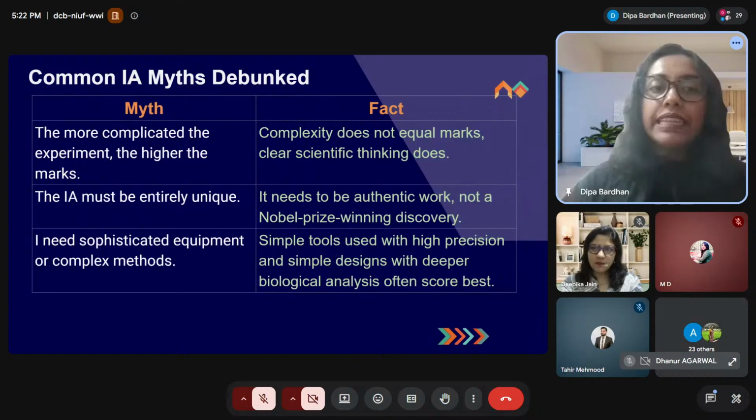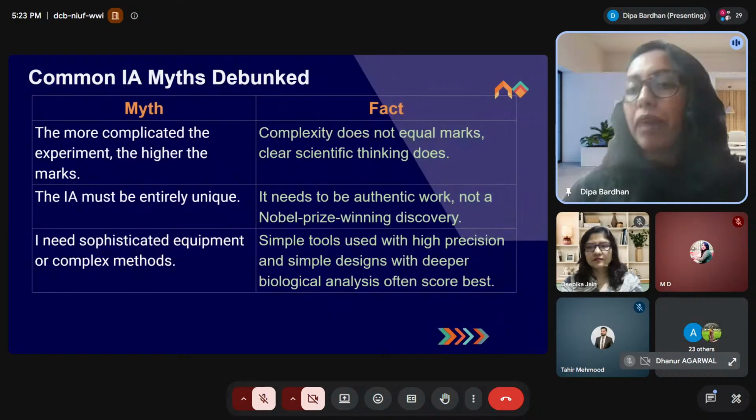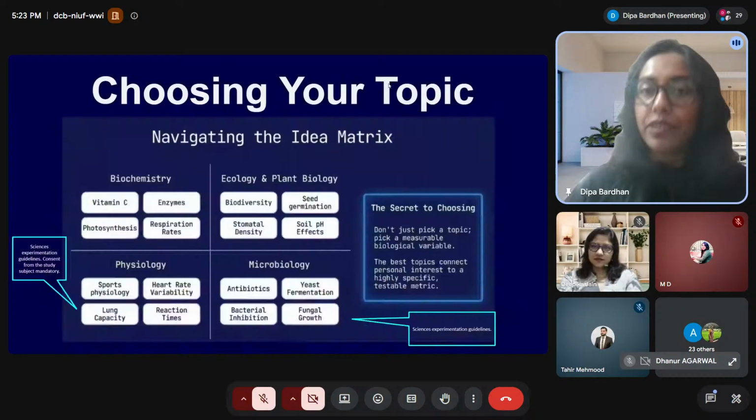As I told you earlier, it needs to be authentic work, not a Nobel Prize winning discovery. You don't need sophisticated equipment or complex methods. Even simple tools used with high precision and simple designs with deeper biological analysis score better. So these are just myths. There are no facts on this.